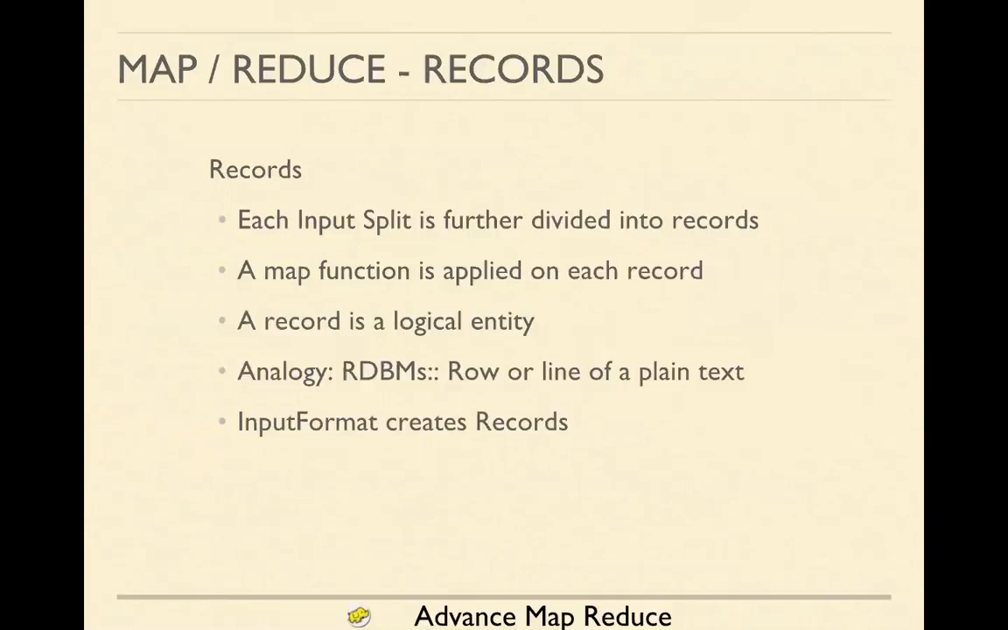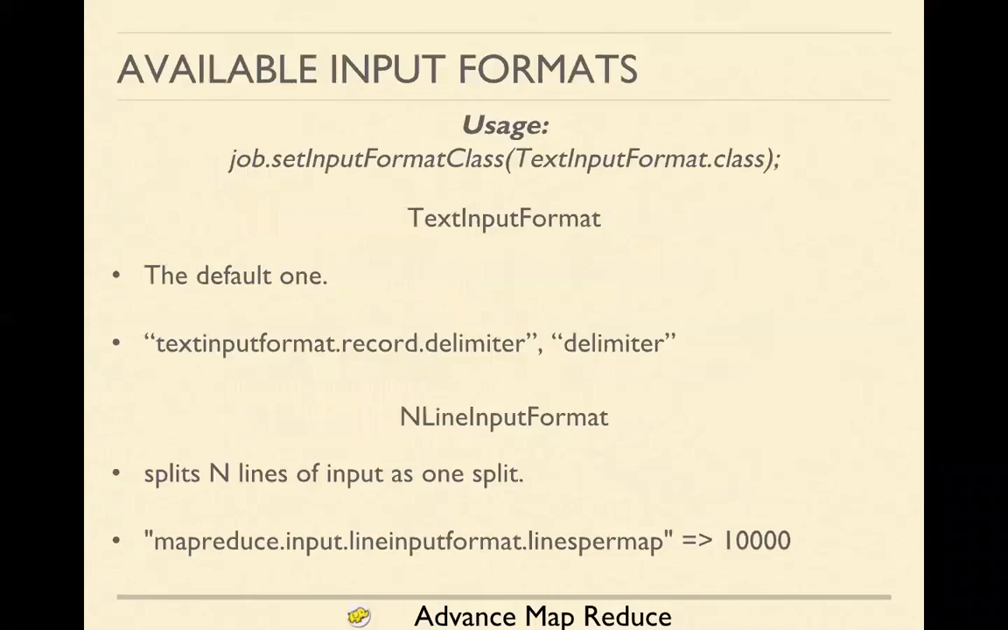Now, an input split is divided into records. In the text file MapReduce examples that we have run, the input split contained lines. A record was a line, and a map function is applied on each record. The record is a logical entity and is very similar to a database row. Input format is the class that creates the records.